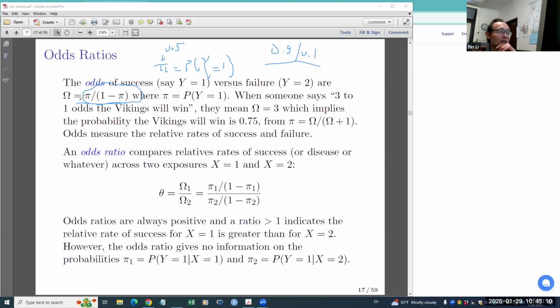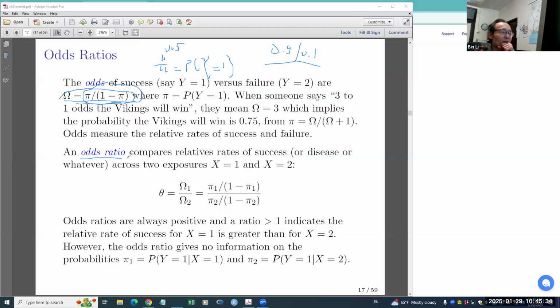So the odds can be greater than 1. It's not a probability. It's a ratio of two probabilities, and these two probabilities actually have a relationship. If you add these two probabilities, it equals 1. Okay, so that's the odds.